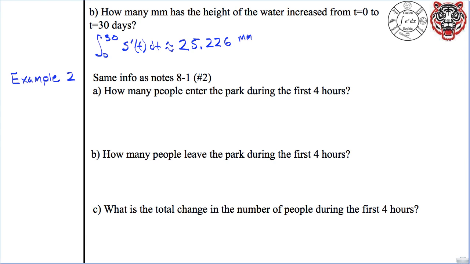And please don't actually write out all these words. You can do, for part C, this is kind of what you do in your notes. You'd say, for part C, total change, people, or in number of people, first 4 hours. That's how I'd write it in my notes. I wouldn't actually write all of this stuff out. Notes are supposed to be not writing verbatim what the teacher writes. Hopefully you change it a little bit to suit your needs.